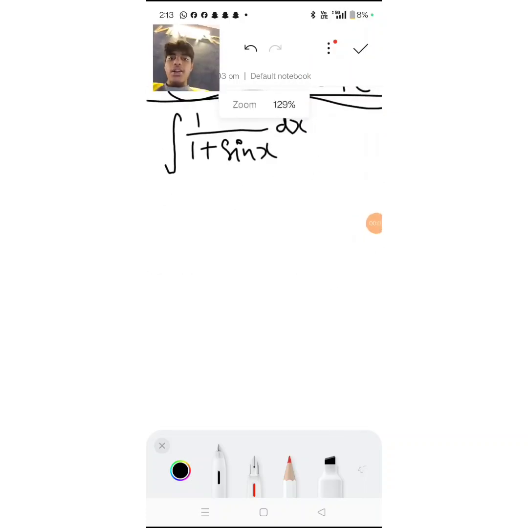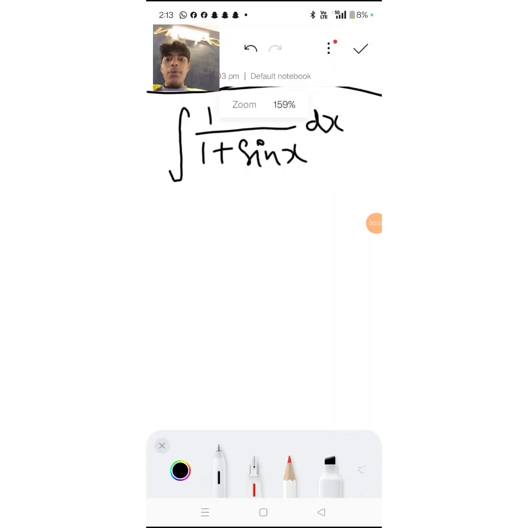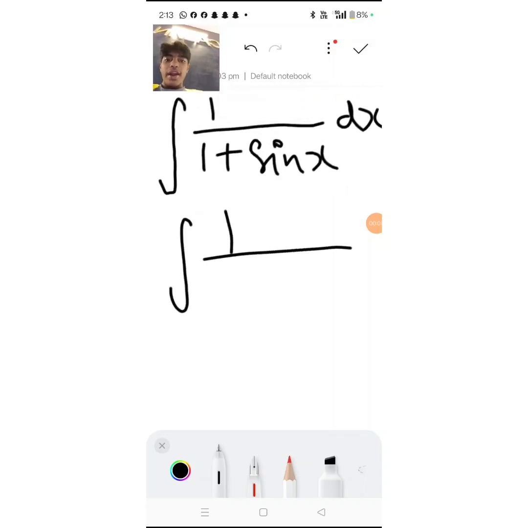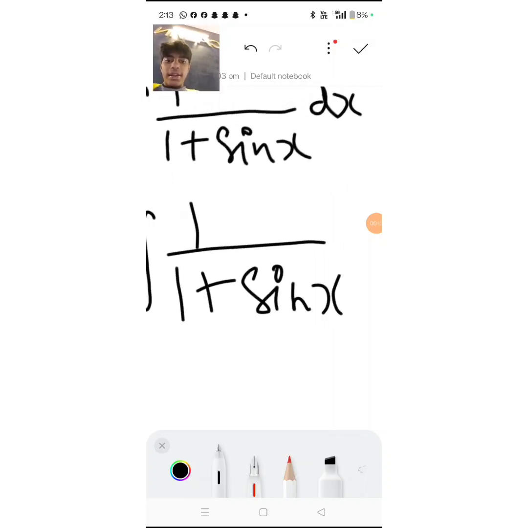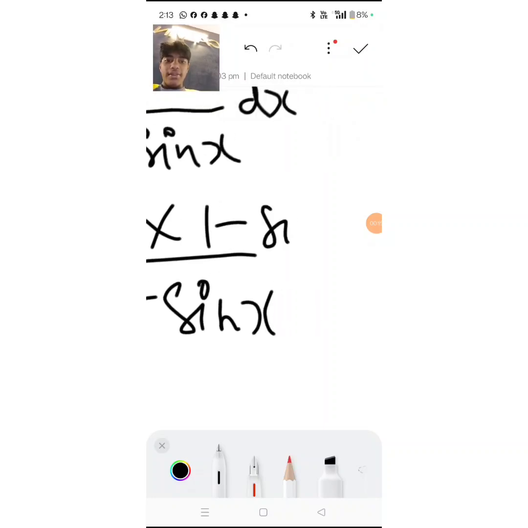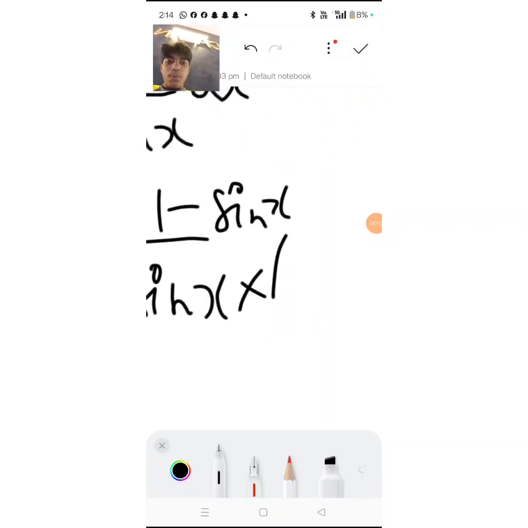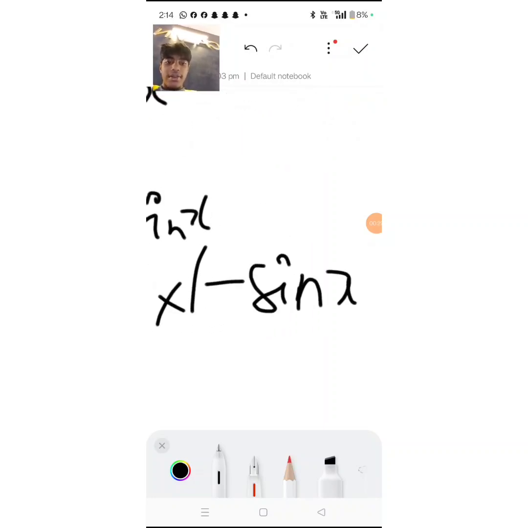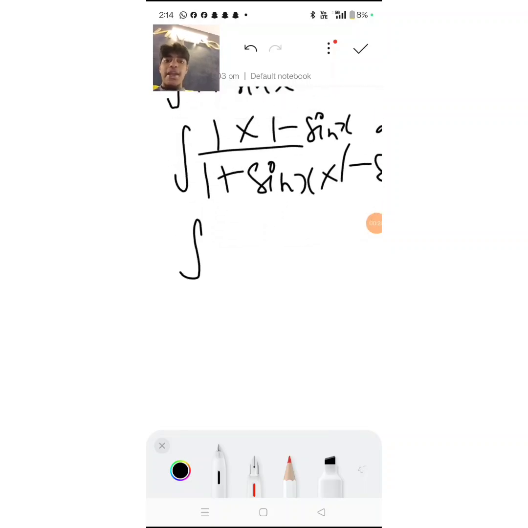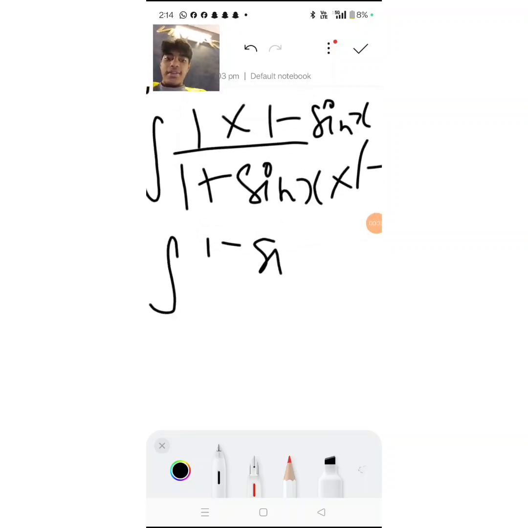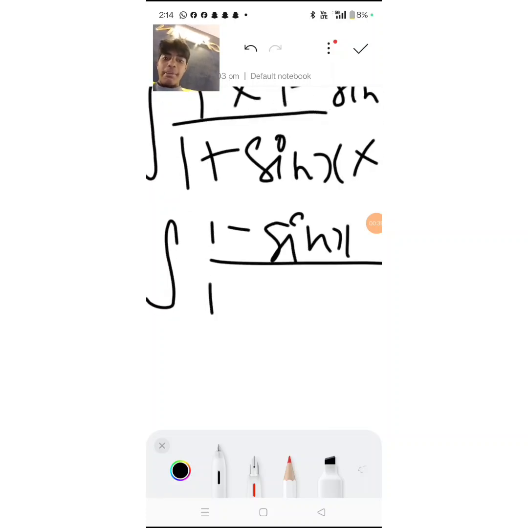We have the integral of 1 divided by 1 plus sine x dx. Now what I'm going to do here is rationalize it. I'm going to say 1 divided by 1 plus sine x into 1 minus sine x into 1 minus sine x dx. Why I'm doing that? Because I want to make this 1 plus sine x into 1 minus sine x, because it becomes 1 minus sine square x. So I'll say 1 minus sine x divided by 1 minus sine square x.